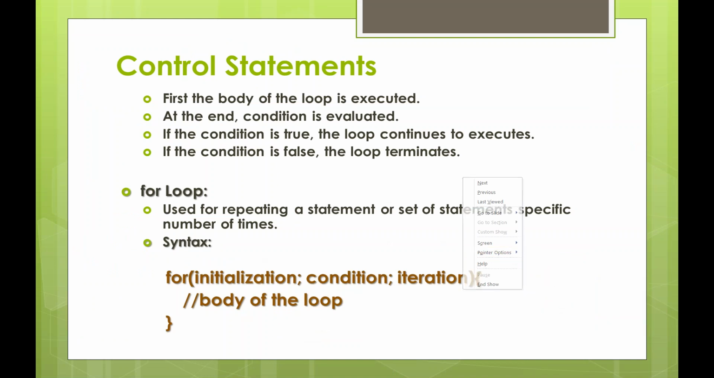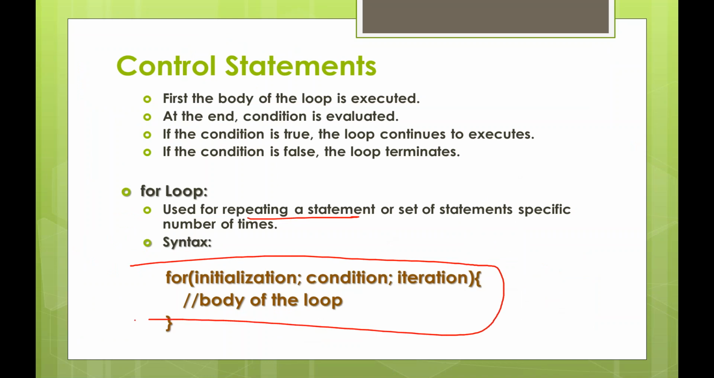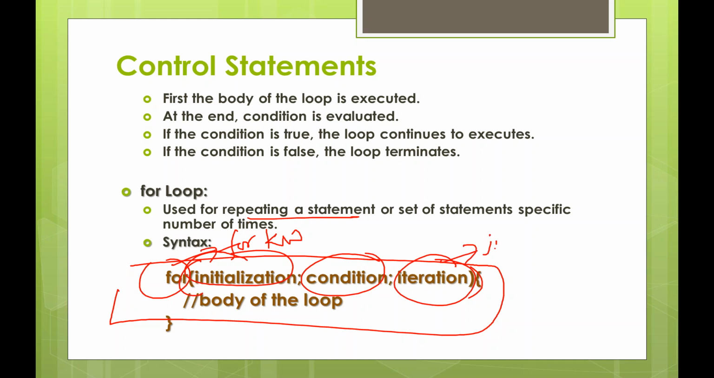As we have seen, it is used to repeat a set of statements a specific number of times. The syntax is like this. It starts with the keyword for, and then you have parentheses. In the parentheses, you have the initialization, the condition which tests your loop control variable, and then iteration, either increment or decrement of the loop control variable to control this loop.